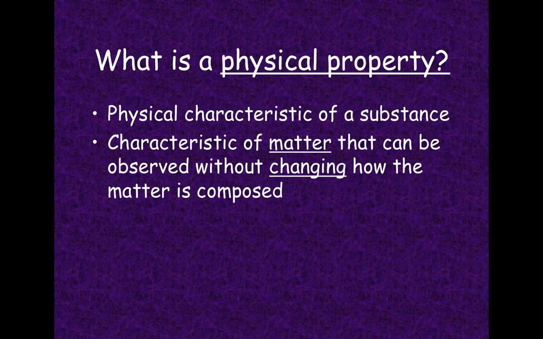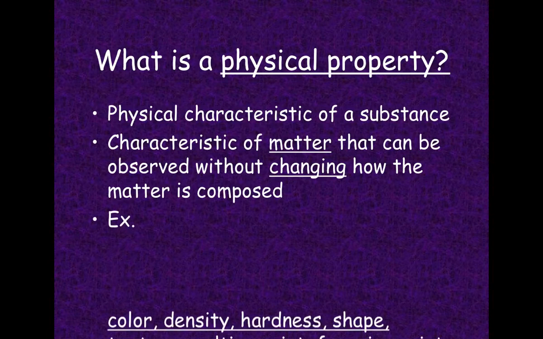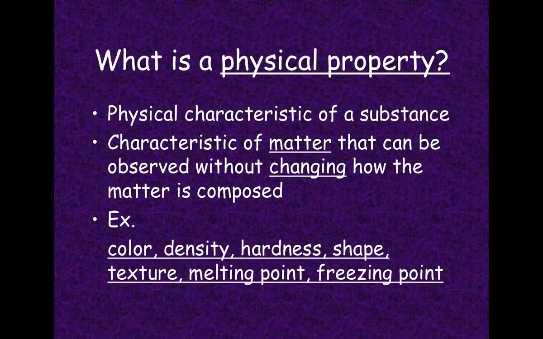So for instance, if I look at something or use my senses, I'm actually making observations on the physical properties of something. If I look at a piece of clothing, for example, and note the color, that is a physical property of that piece of clothing. I don't change the chemical makeup of that clothing just by making note of that physical property. Examples include things like, I said, color, density, hardness, shape, texture, melting point, and freezing point.